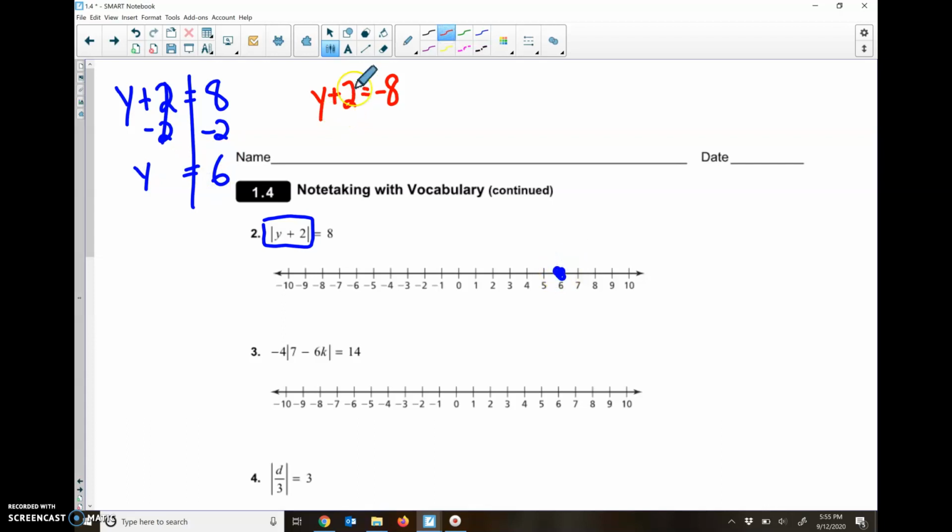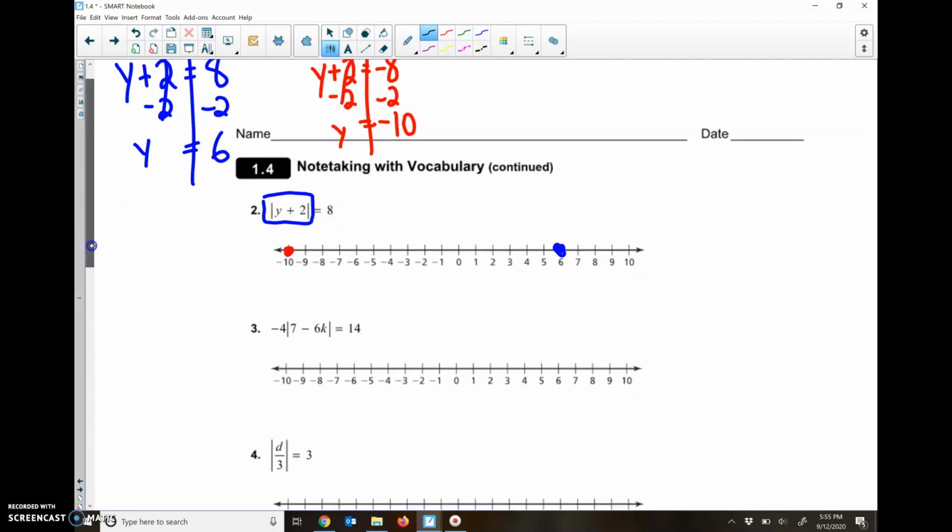Other side, y plus 2 equals negative 8. Those cancel. Negative 8 minus 2 is negative 10. So my two answers for this are 6 and negative 10. If I go back and plug it in, it makes sense. 6 plus 2 is 8. Absolute value of 8 is 8. Negative 10. Negative 10 plus 2 is negative 8. Absolute value of negative 8 is positive 8.